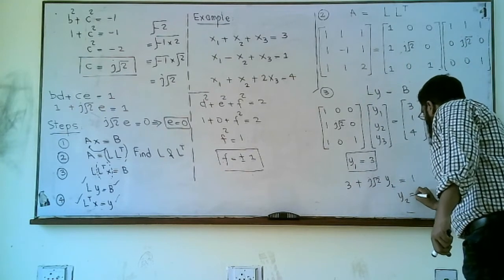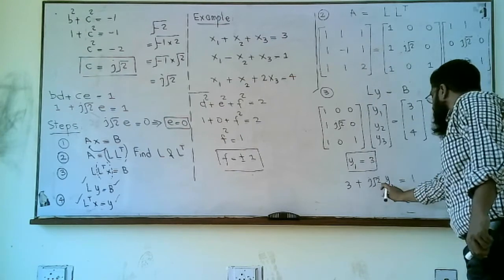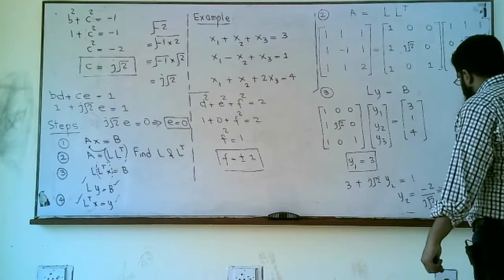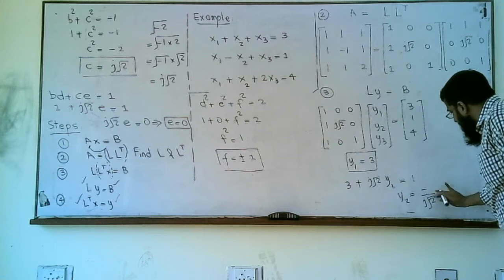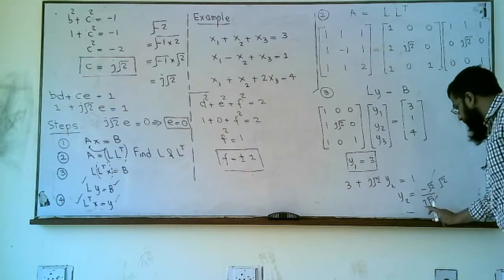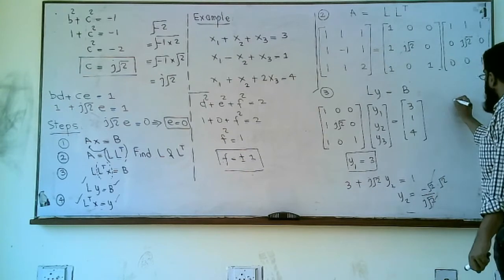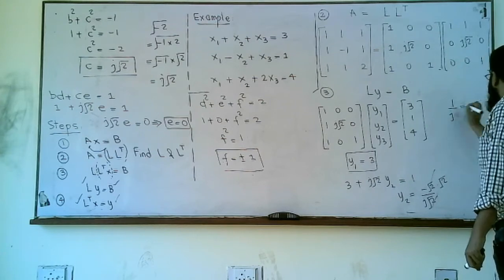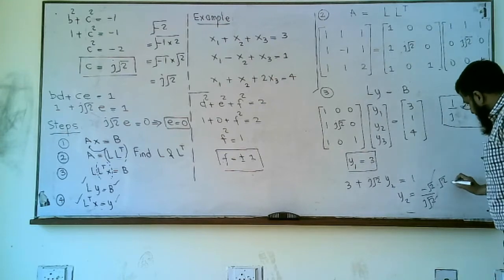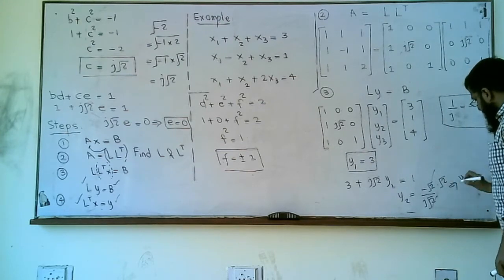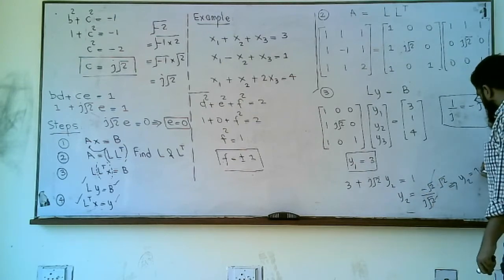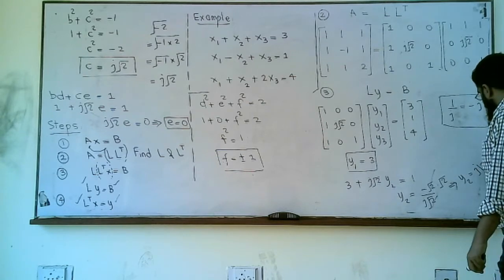So y2 is 1 minus 3, which is minus 2, divided by j square root of 2. This 2 in the numerator can be written as square root of 2 times square root of 2, so this cancels with this, and we know that 1 over j is minus j. We studied that in complex numbers. So y2 is 1 over j, which is minus j. There is another minus. Minus times minus becomes plus. So this becomes plus j square root of 2.